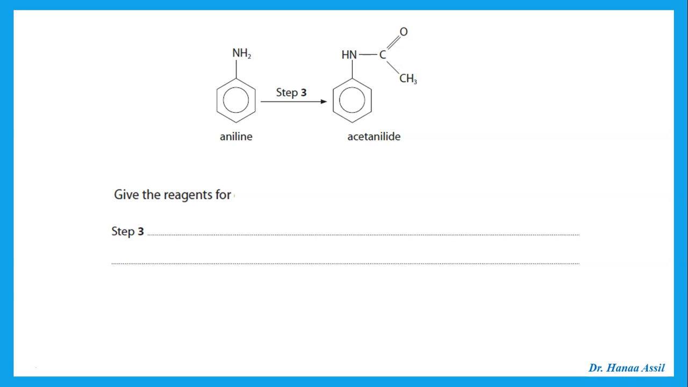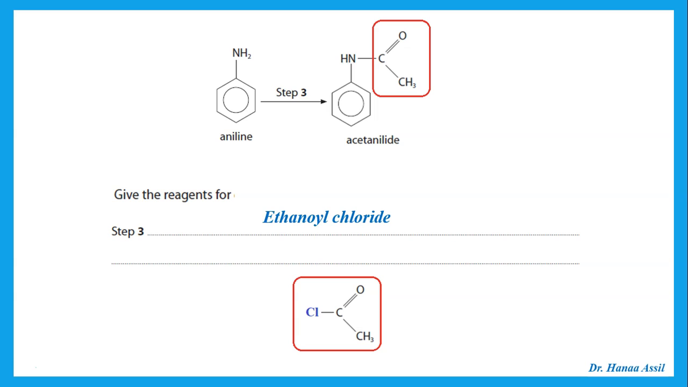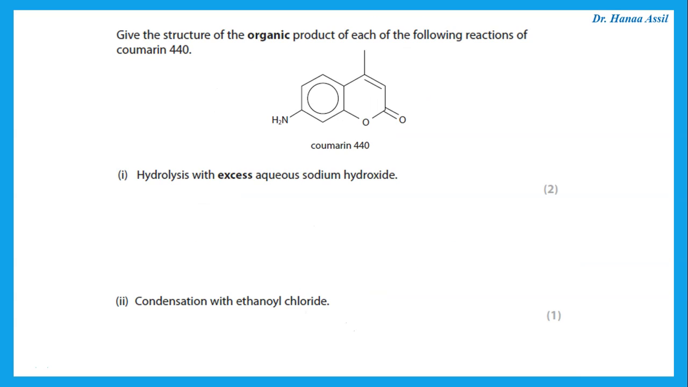This question says I'm starting with aniline, so this is a phenylamine actually, that has a benzene with an amine group on it, and we're changing it into this other compound. What would be our reagent? Remember, to prepare this from phenylamine, I am adding this group to the amine, so I will be reacting it with this kind of compound. This kind of compound is called ethanoyl chloride. Remember, we need to put a group on the nitrogen of the amine. We react it with ethanoyl chloride.